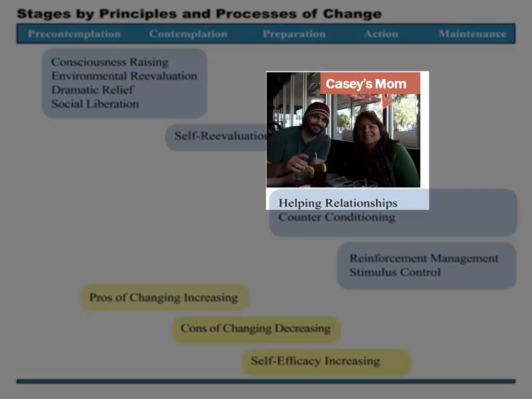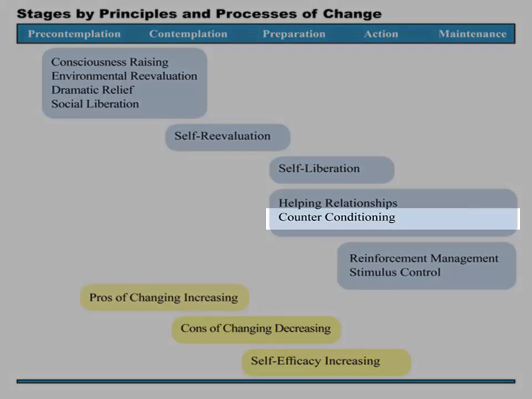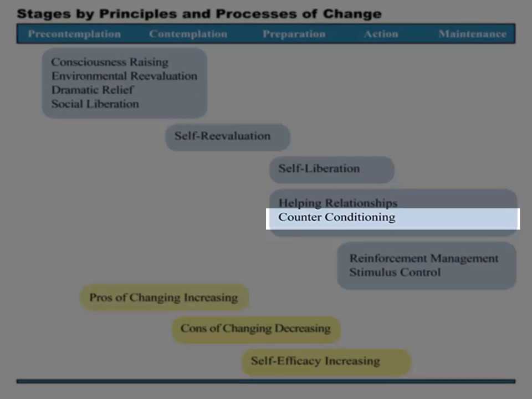Helping relationships. My mommy tells me I'm a good boy every day. She is part of a helping relationship, and Gary can be part of one too if he finds a supportive friend, relative, or mentor. Counter-conditioning. Running, painting, and yoga are all things Gary can do to counter-condition or replace the unhealthy habit.